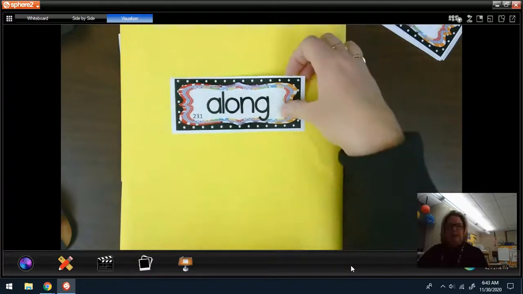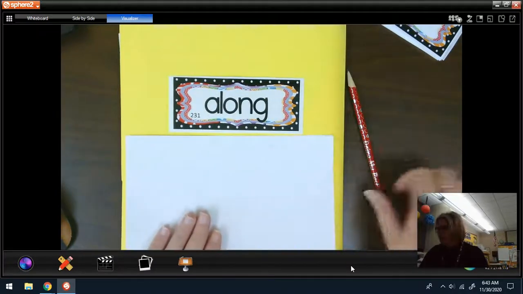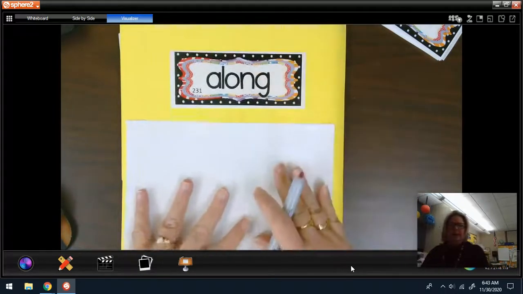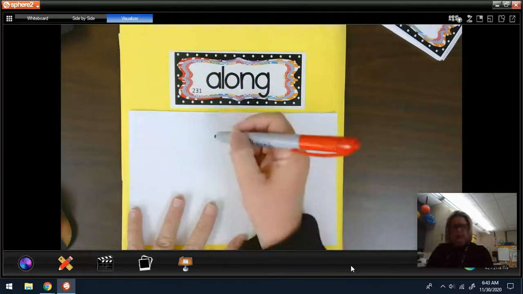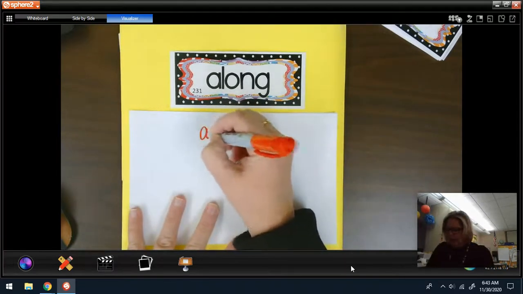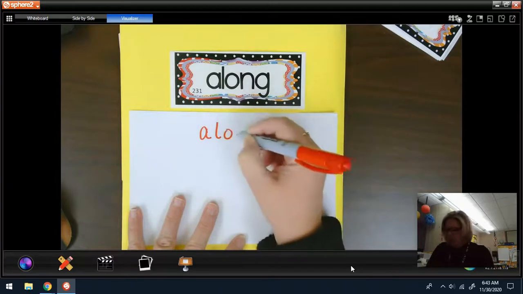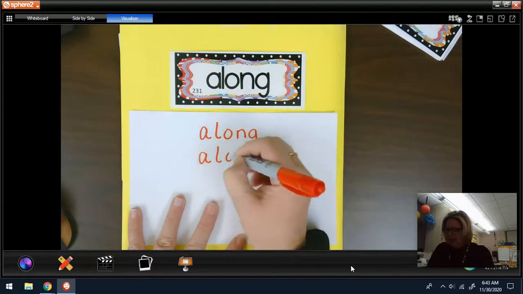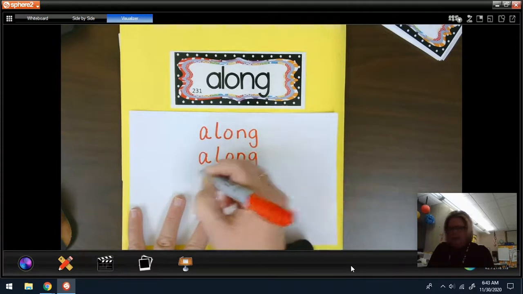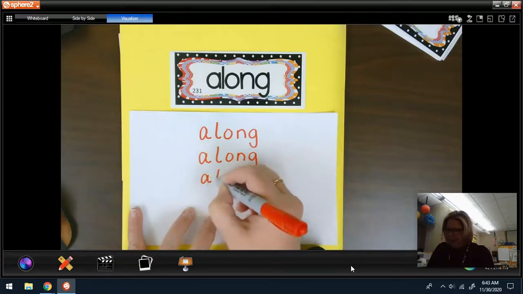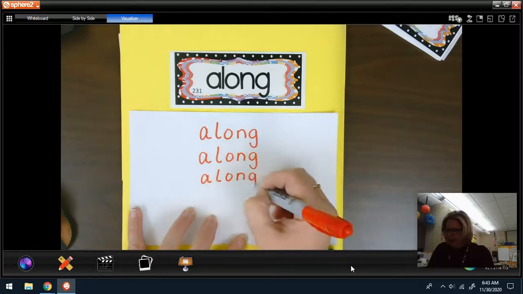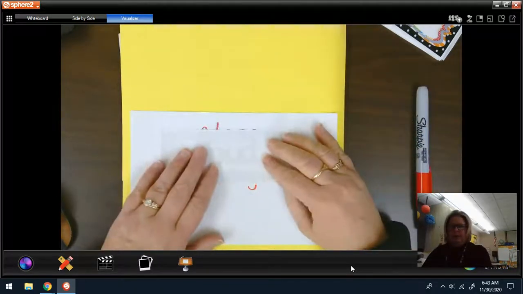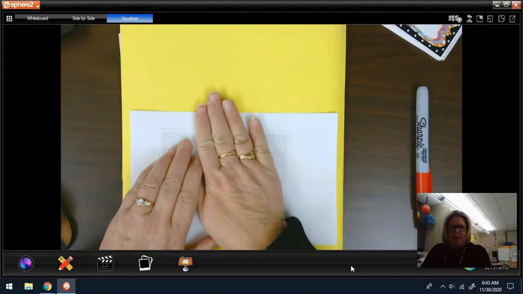Grab a piece of paper or your dry erase board so you can pause this for just a second because we do need to write it three times. If you need to pause, go ahead and do that. Okay, welcome back. And maybe you already had what you needed to write. So we're going to spell it three times, writing A-L-O-N-G, along. A-L-O-N-G, along. Now erase or cover it up and spell that word on your own one more time.